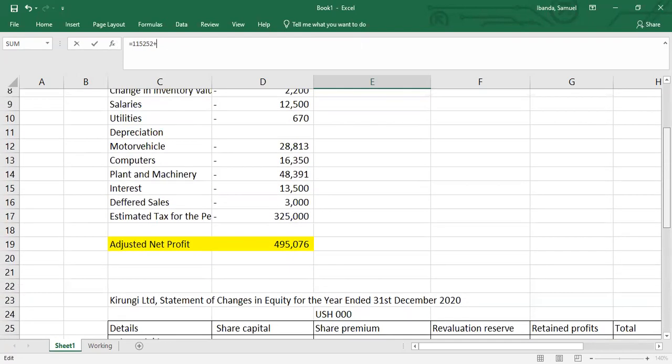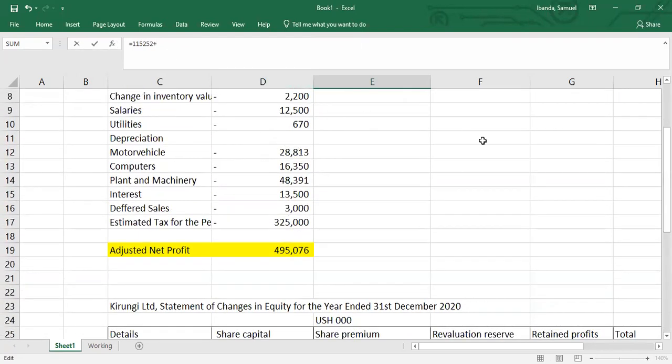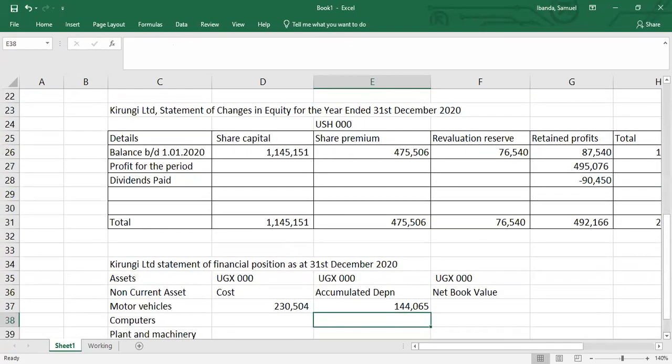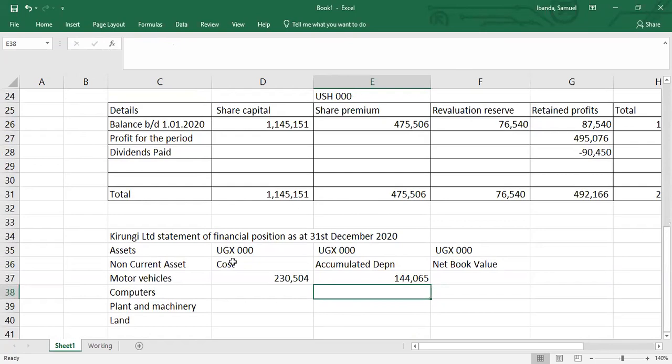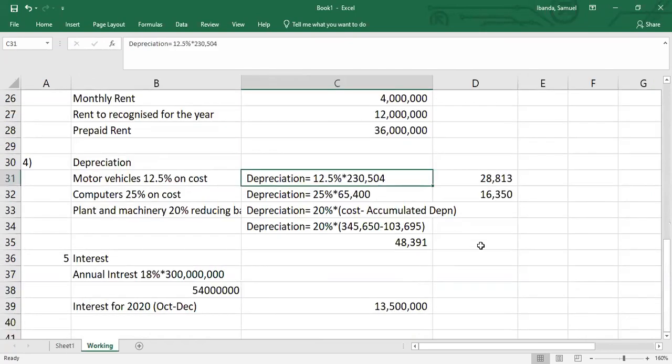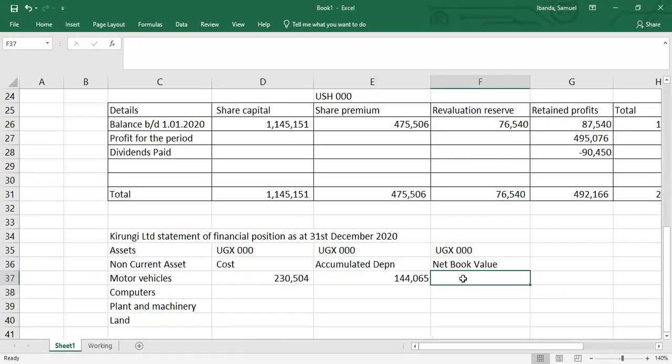Remember, the depreciation for the year we had for motor vehicle was 28,813. We calculated this depreciation from the working we had, right here. This is the depreciation. So you need to be able to understand that. And then once you have that, you can find your net book value, which is this minus that, which gives us 86,439.